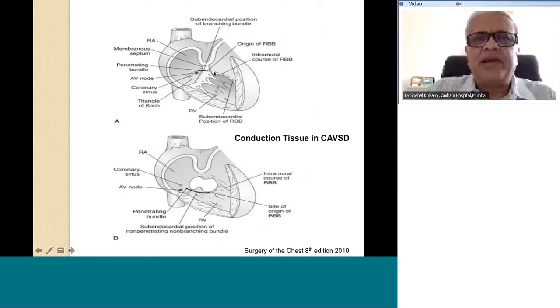If you see that on the diagram, this is the normal area of the membranous septum and the bundle, and in AV canal, you can see it is more inferiorly deviated towards the inferior vena cava, and the posterior inferior part of the VSD is maintained, but it's pushed more inferiorly.